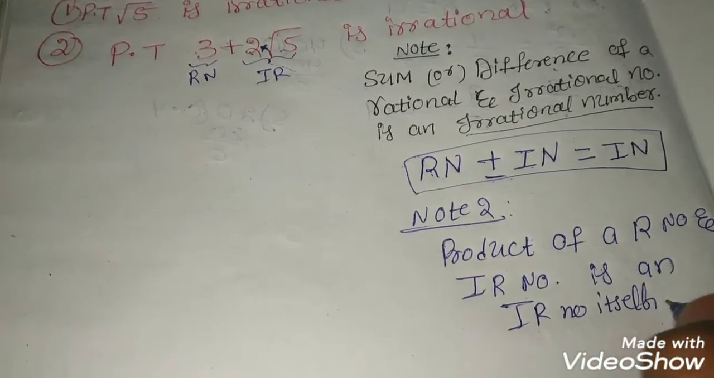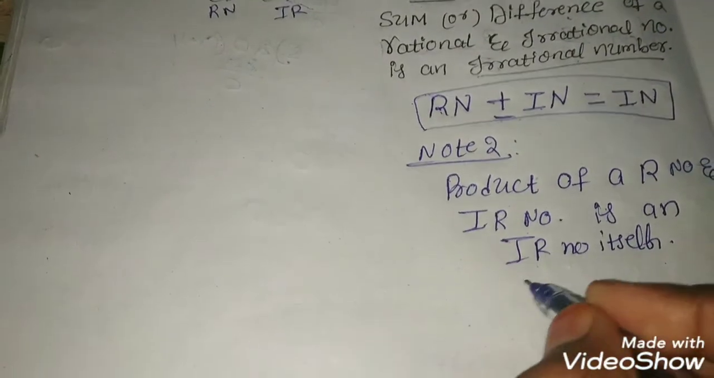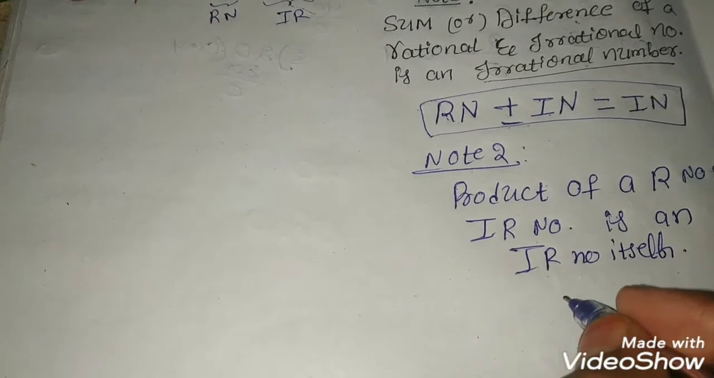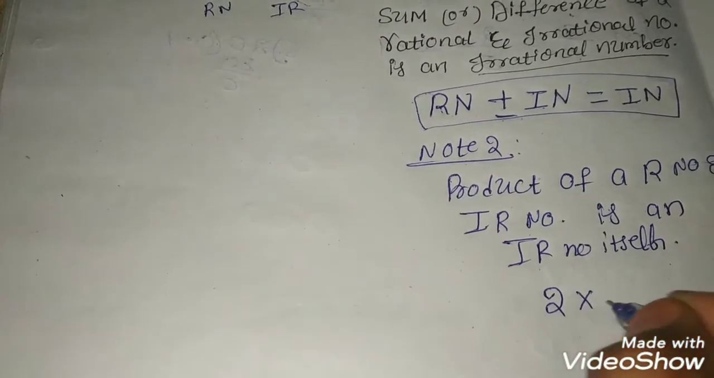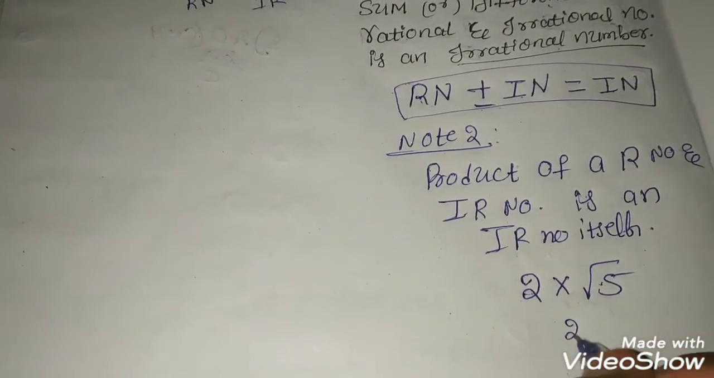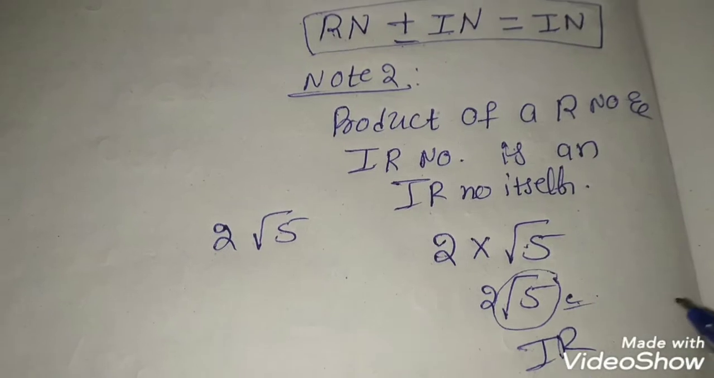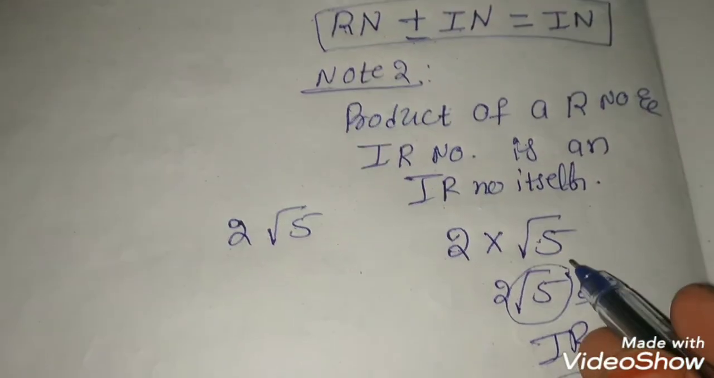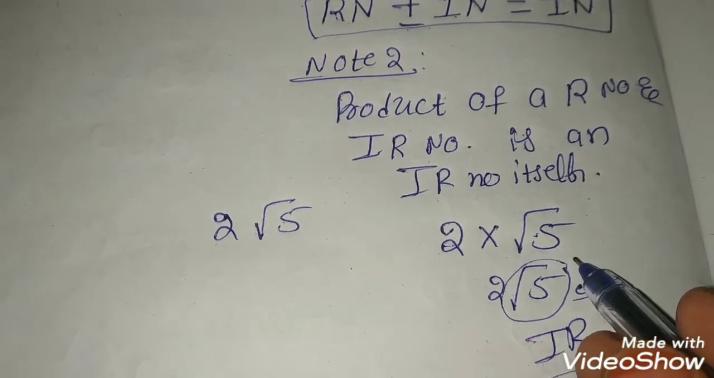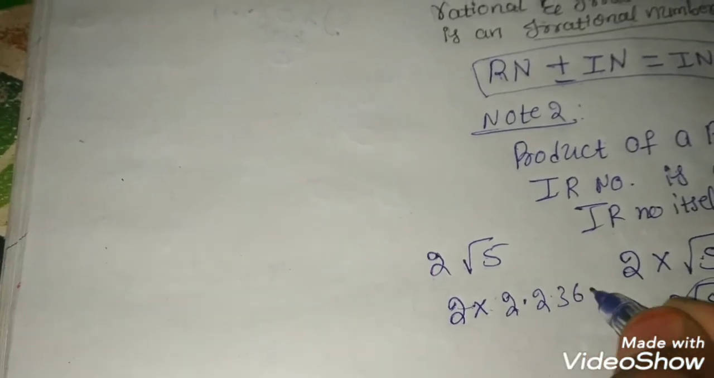Is there any proof for this? Yes. Let's take 2 into root 5 itself. If you multiply these two numbers, you get 2 root 5. This is an irrational number. How can we show that? Let's check the value of root 5. Root 5 is 2.2360 and so on.